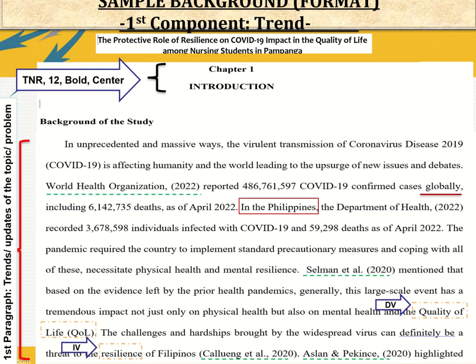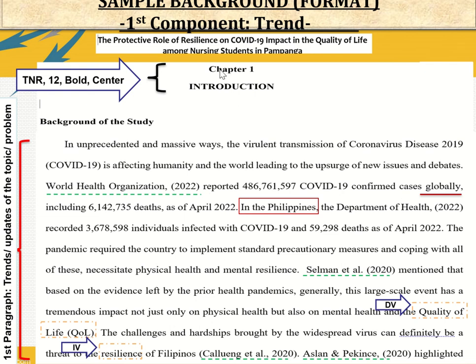Now, to have our example, so this one is an actual study. The title is The Protective Role of Resilience of COVID-19 Impact in the Quality of Life among nursing students in Pampanga. So this is from Malyari et al. 2002. So the topic is about the role of resilience on COVID-19 impact in the quality of life. And the respondents here are nursing students. And it is situated in Pampanga.